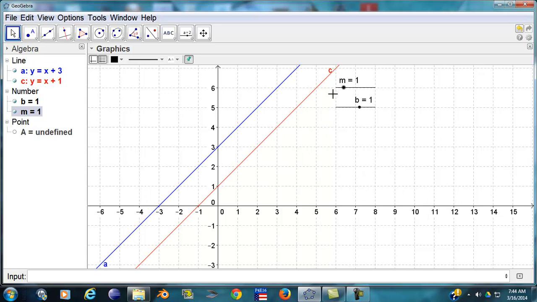Well, when the slopes are the same and you have two parallel lines, you can see that there's never a point that crosses, so there's no solution.